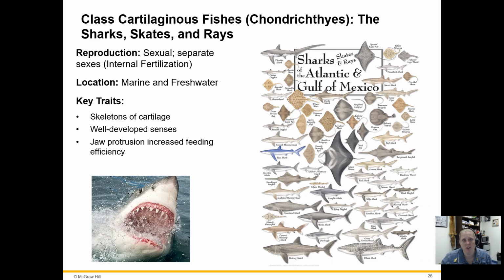So the eggs are retained internally and then the babies are born alive. This is a fun group. If you haven't gone looking for shark teeth, you should. North Carolina beaches are the best for looking for shark teeth and even megalodon teeth. I personally haven't gotten lucky with meg teeth, but I have found some very large great white shark teeth, some fossilized ones. So, go have a look. Enjoy the beach and look for some things.